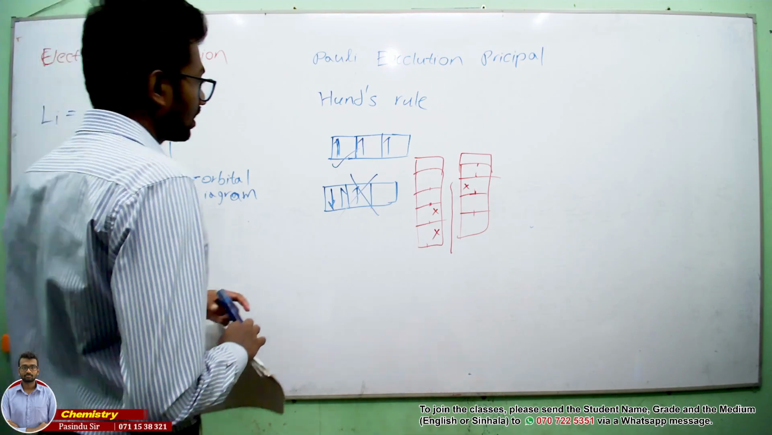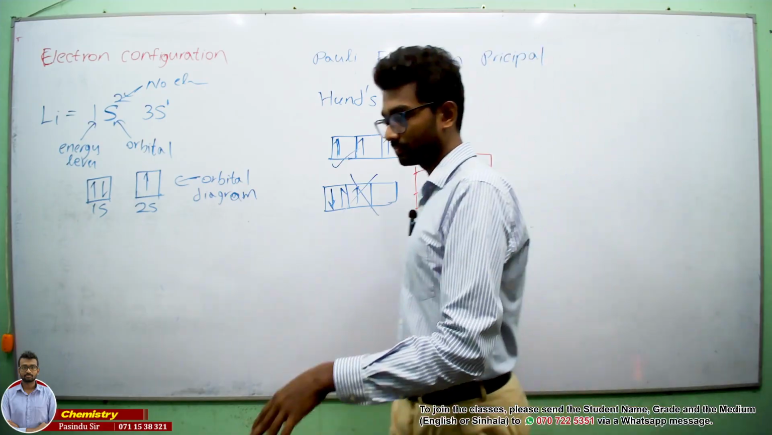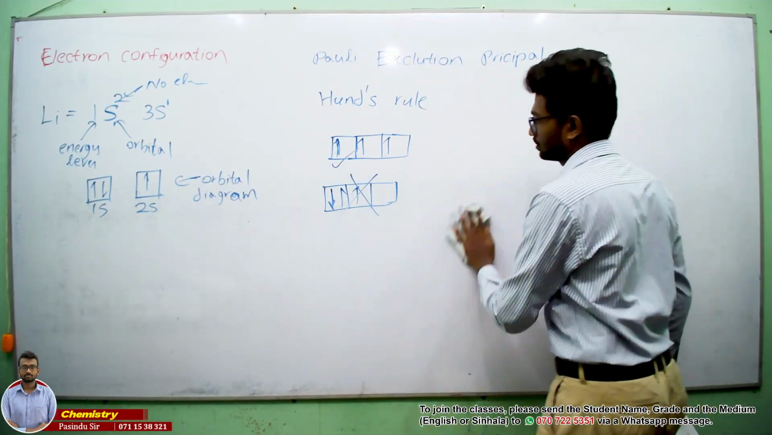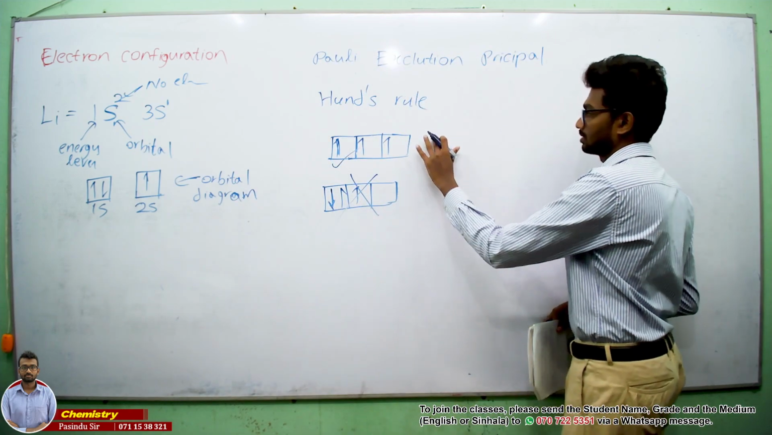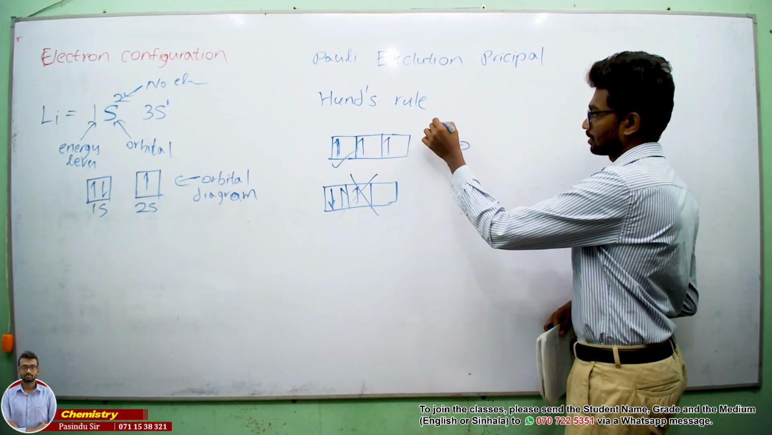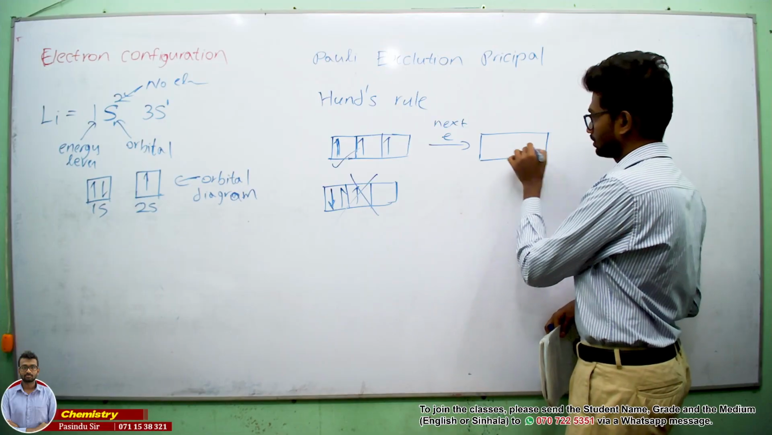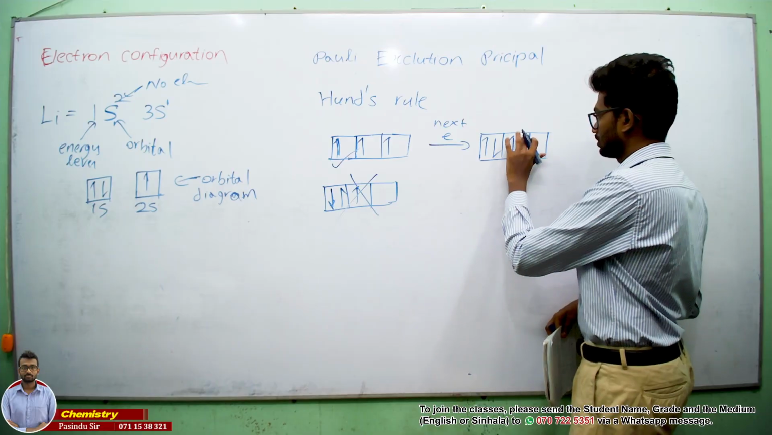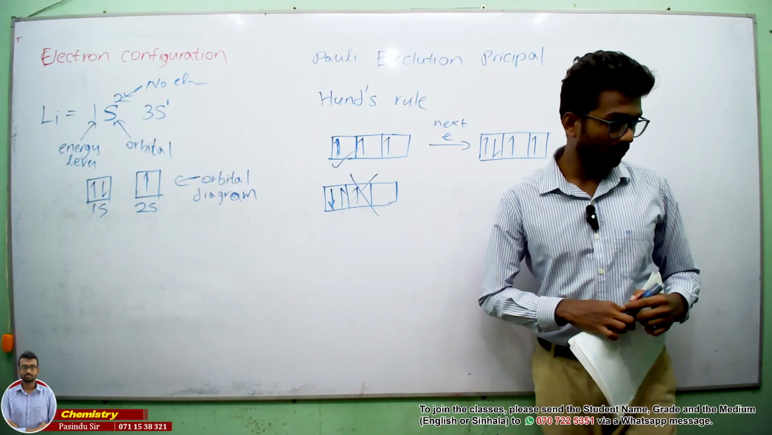After filling like this, the next electron goes to the next orbital. Draw it.